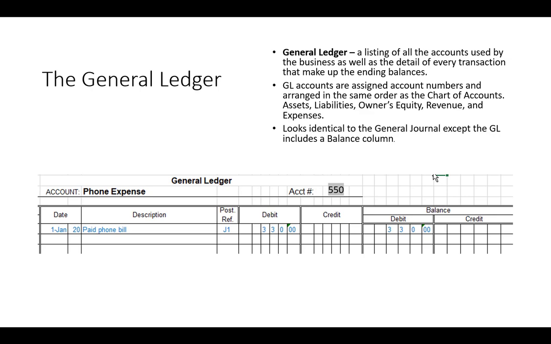The only difference is that there's balance columns so you can track your ending balance and a spot at the top where the account number is listed. So we have our account listed here and our balances over here. Other than that, they're practically identical.